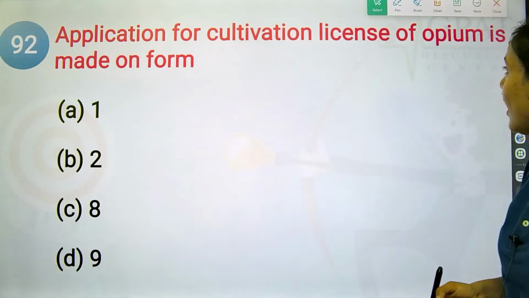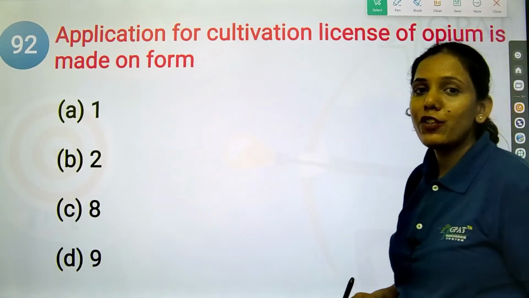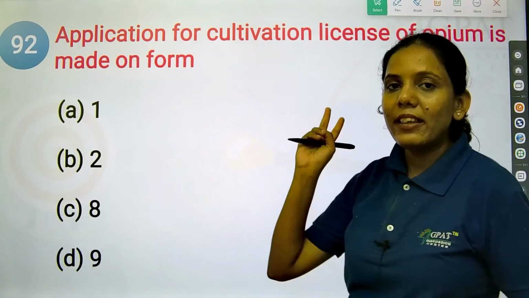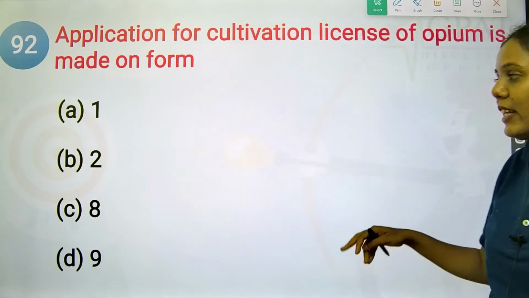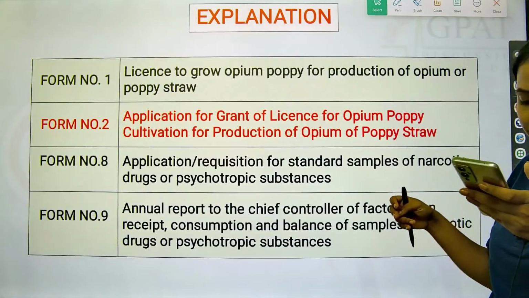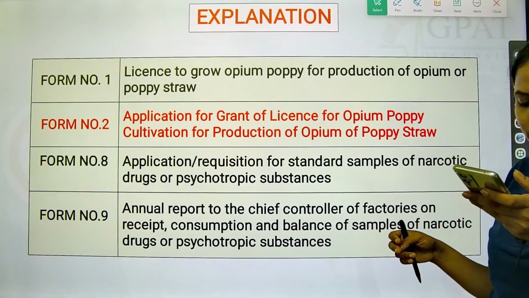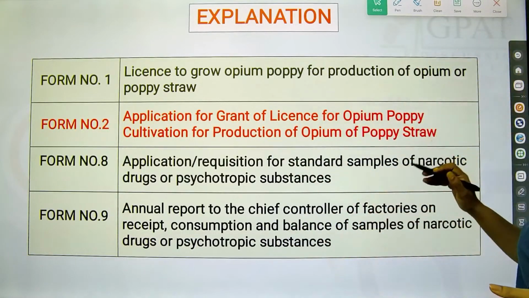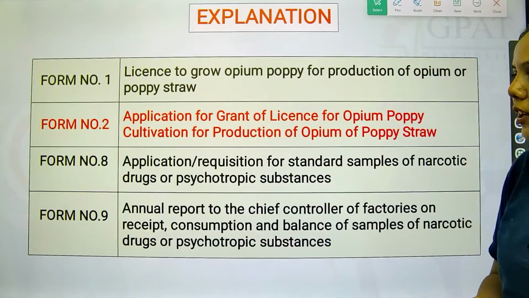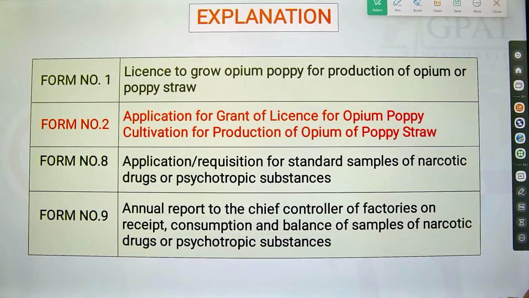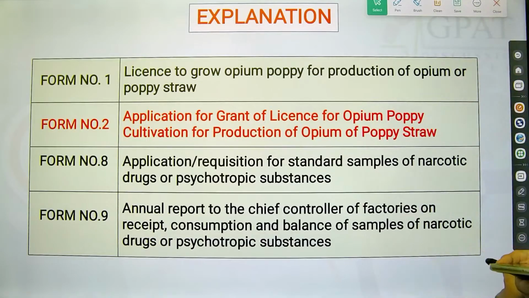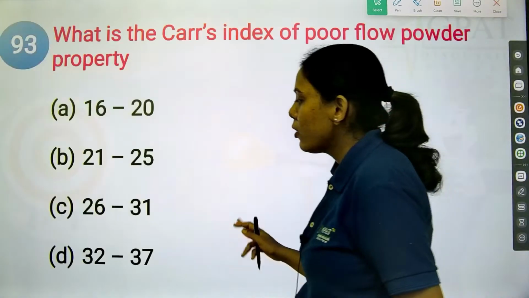Application for cultivation license of opium is made on which form? They are telling about the application. The application for cultivation is made in the second form. Hicks law is also there, that is the ratio. Very good. Application for grant of license for opium poppy cultivation is one, the license to grow that poppy for production. Eight is about the applications for standard samples of narcotic drugs, and ninth is the annual report.